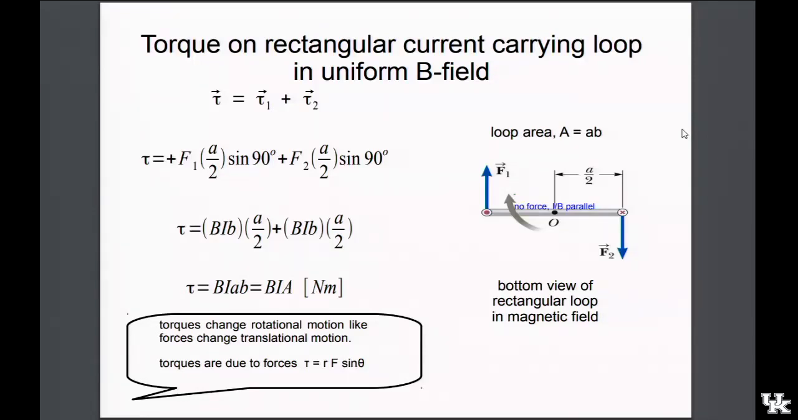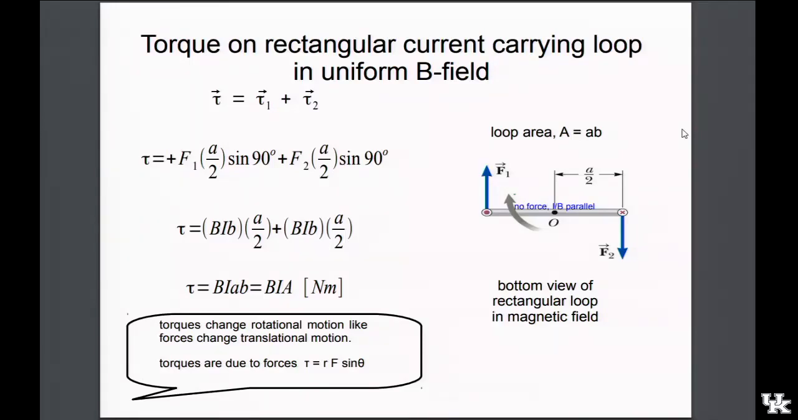What it does is rotate the loop. It's going to rotate the loop. This force over here is creating what we call a torque on the loop that tends to turn the loop. This force over here is creating a torque on the loop that's going to tend to turn the loop. And those two torques will work together to rotate the loop. And that's why we saw this loop rotate in a magnetic field when we switched on the current. And so that's the explanation, or the origins of the magnetic torque.